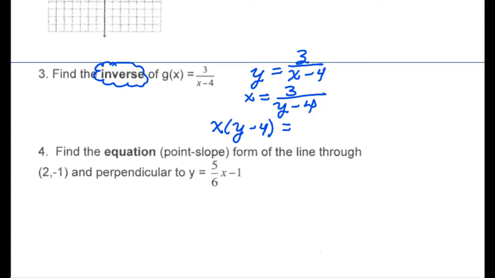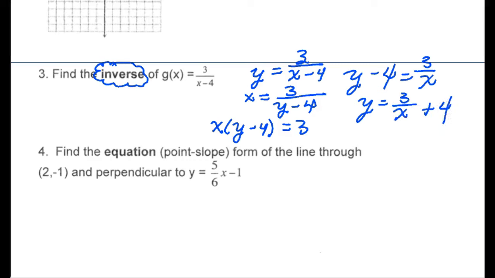All right, and that'll equal 3. I'm trying to isolate y, so I'm going to divide by x. I get y minus 4 is equal to 3 over x, which leads to y is equal to 3 over x plus 4. This is the inverse of my function that was called g. So we say g inverse of x is equal to 3 over x plus 4.